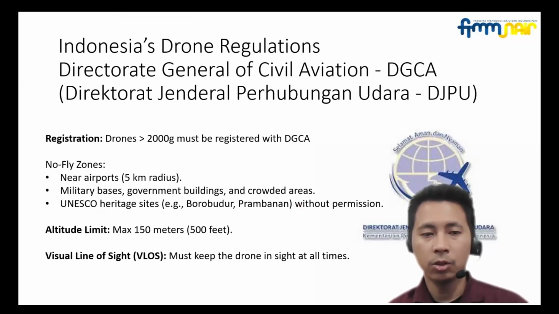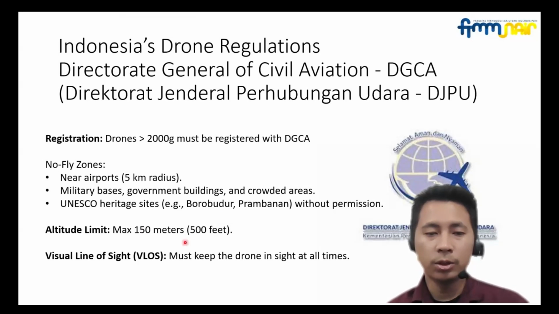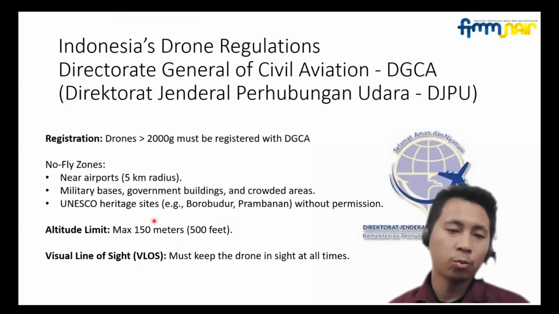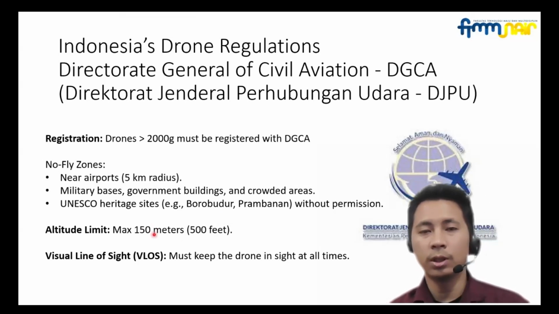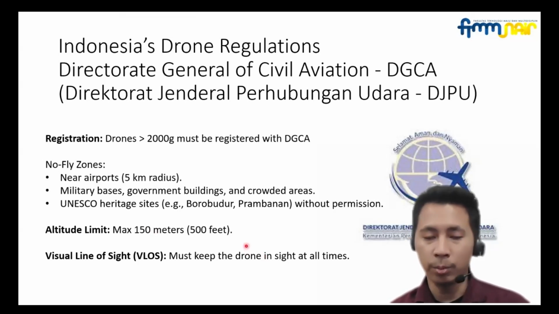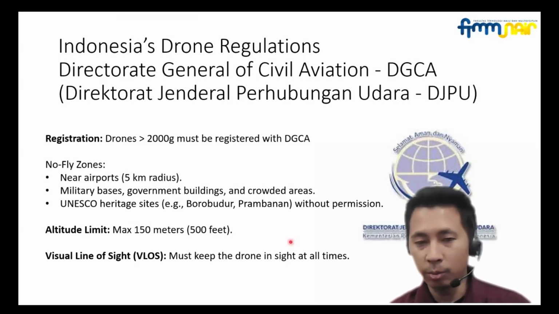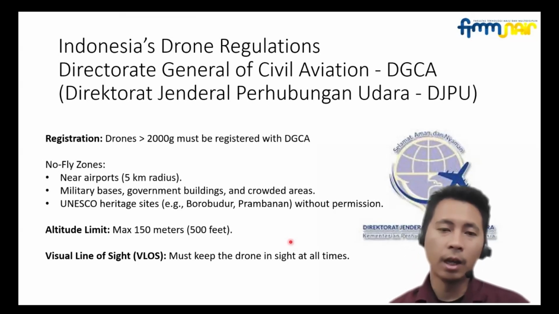And this is also important. You have to fly your drones with a maximum altitude of 150 meters. Some rules say 120, some rules say 150. According to the DGCA, it's 150 meters. But I think it is better if you keep the altitude below 100 meters. That is a safe altitude.